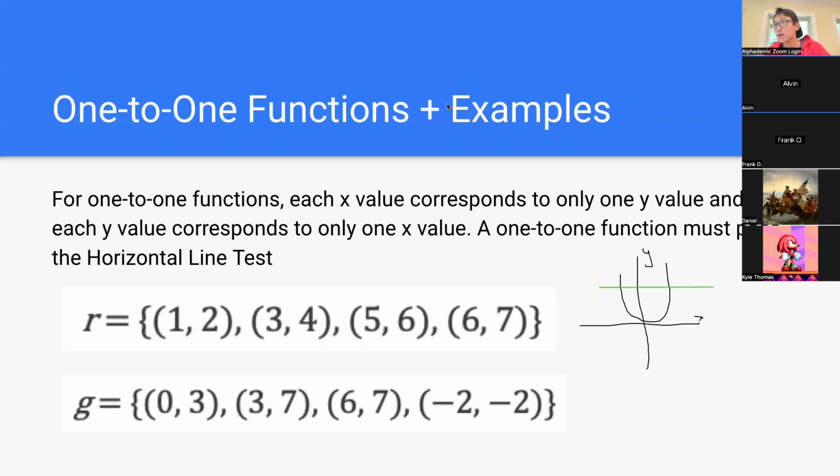So for example, let me draw another one. If you have a function like this, right? Yes, it does pass the horizontal line test, wherever you draw a line. It never crosses, it only touches at one point. However, if you draw a vertical line, it does not pass the vertical line test. So therefore, it is not a function, meaning that it cannot be a one-to-one function. Does that make sense? Just give me a thumbs up.